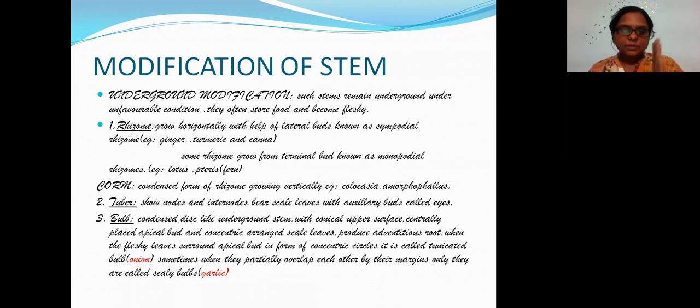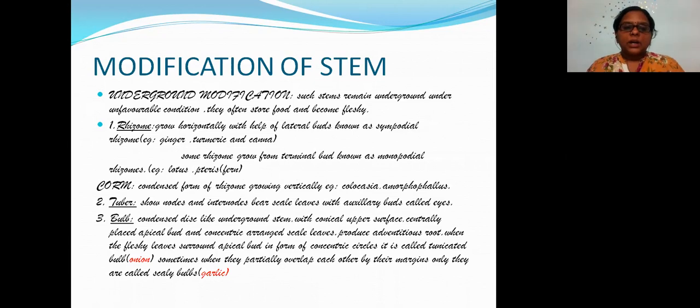Okay, so the best example which they ask in the NEET for the rhizome, that too for the sympodial, is ginger, turmeric and canna. And for the monopodial, they used to ask the lotus and fern. Any fern category, all the plants come under that. Okay, so these two things very clear. Sympodial from the lateral buds, monopodial from the terminal bud. Lateral means lateral buds, one after another. Terminal means to the end.